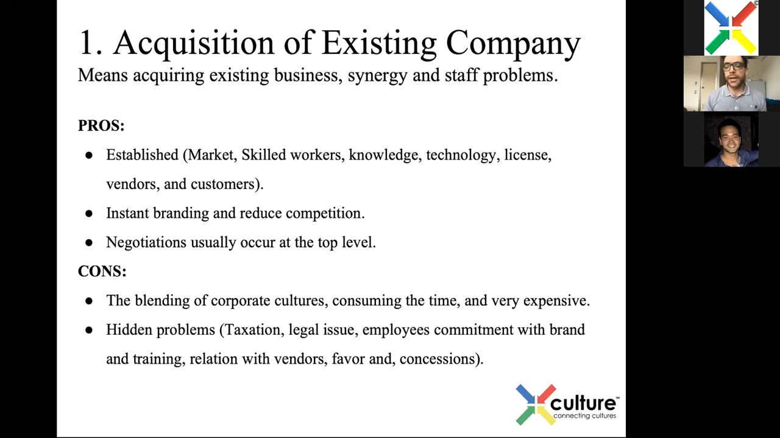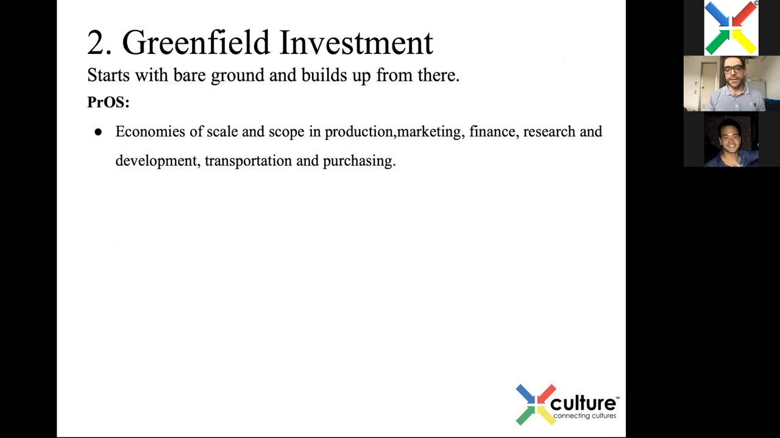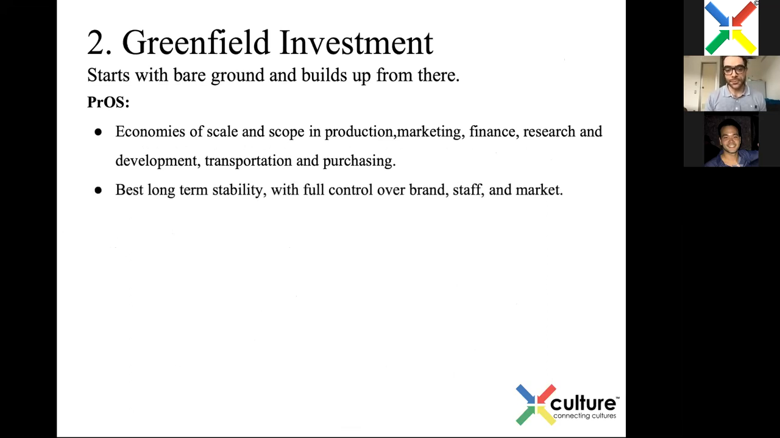And the second entry mode is greenfield investment, which means that we have to start from scratch and build up our company there. The pros are economies of scale and scope in production, marketing, finance, research, development, transportation, and purchasing from scratch. And the second one is the best long-term stability. That means when we decide to take greenfield investment as the entry mode, we are planning for long-term stability for this production, with full control over brand, staff, and market.